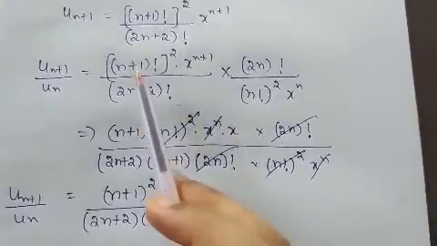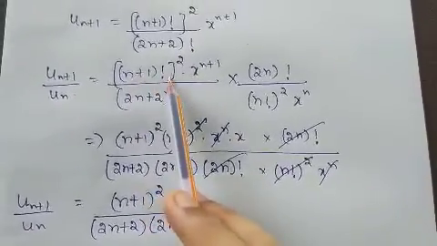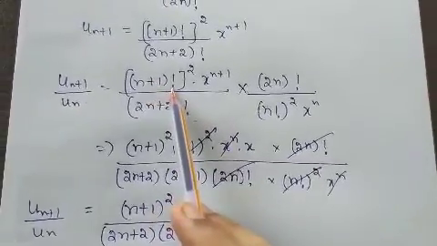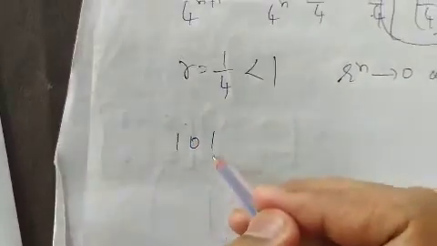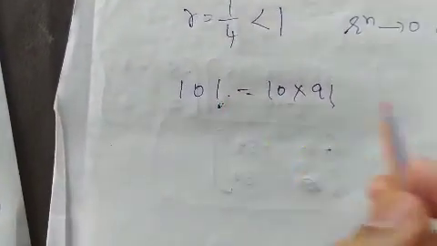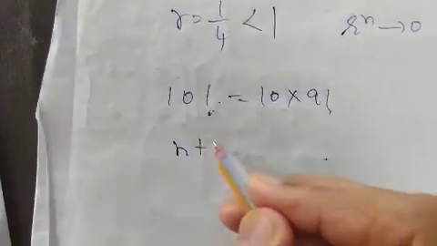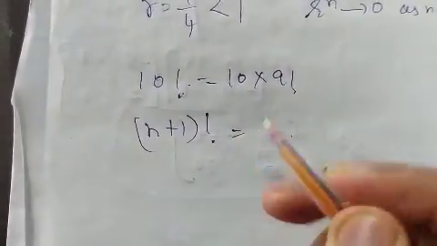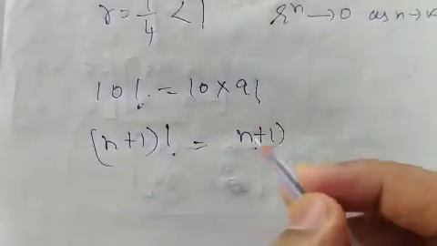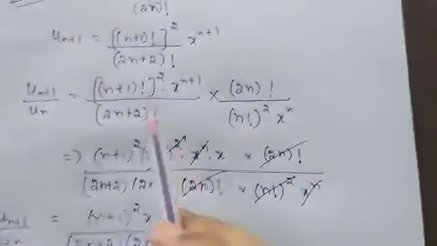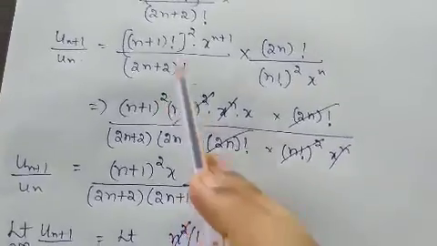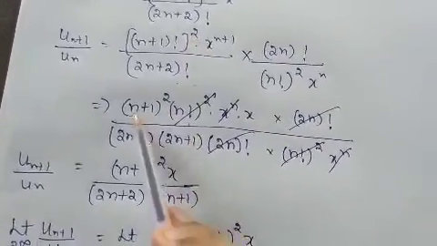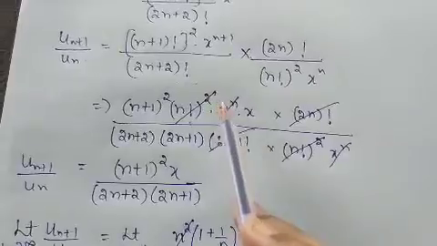Now listen here. So you have (n plus 1) factorial. What is (n plus 1) factorial? It is (n plus 1) into n factorial. What is 10 factorial? 10 into 9 factorial. Correct? So (n plus 1) factorial can be written as (n plus 1) into n factorial. Observe, the square is common. So (n plus 1) whole square into (n factorial) whole square.